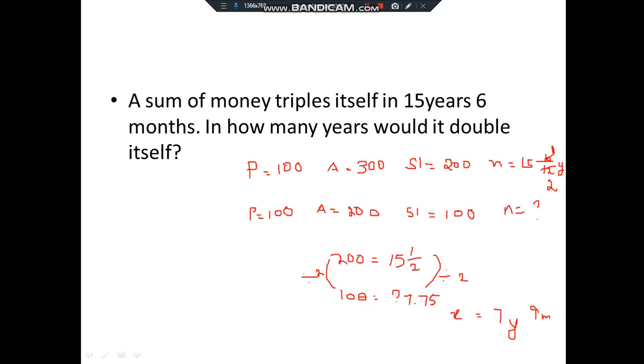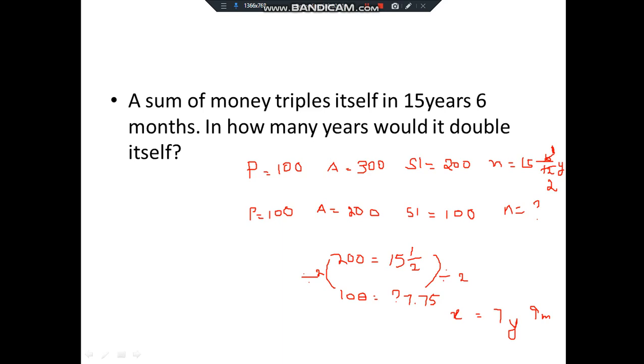See the next type of question. A sum of money triples itself in 15 years 6 months. In how many years would it double itself? Here we have two keywords, triples and double. First we'll see the basic approach and then the normal method, and one more shortcut I'll give you to directly find the answer. First, try by yourself, by the basic method as well as the shortcut I told you earlier. If you can find the answer, it is good.